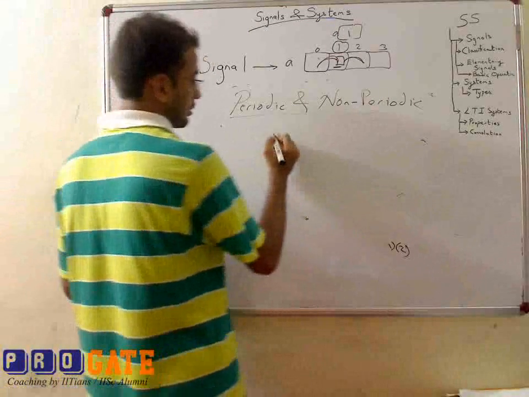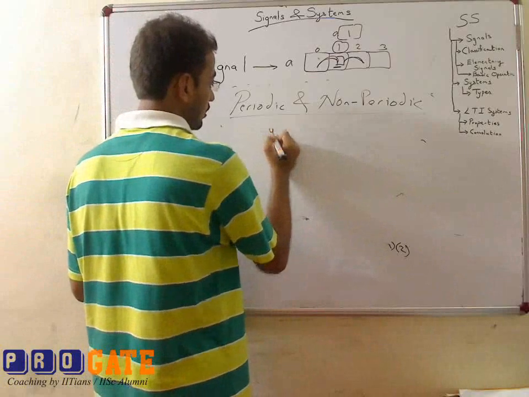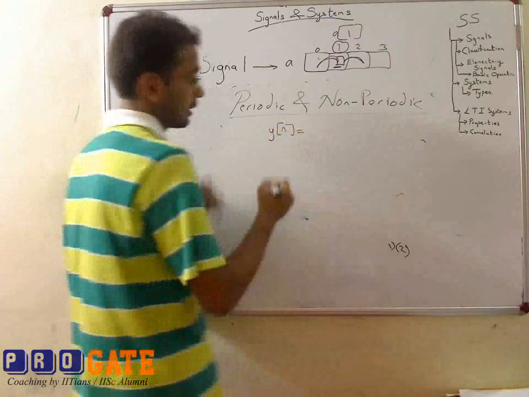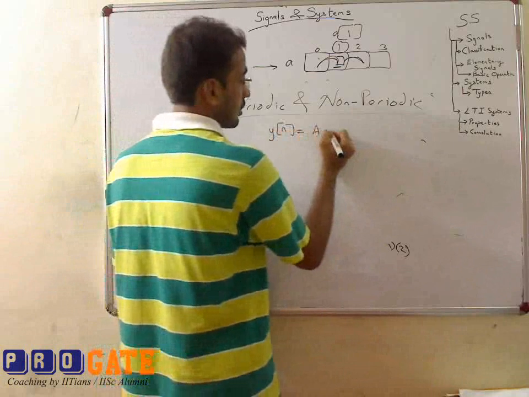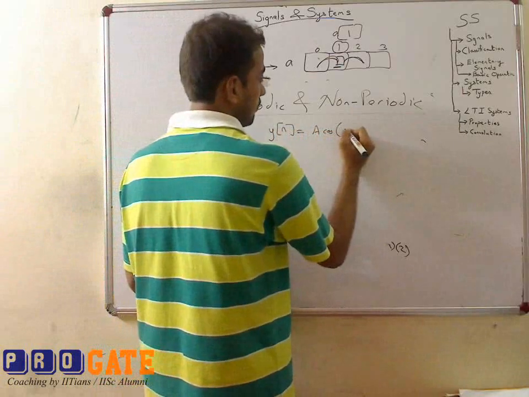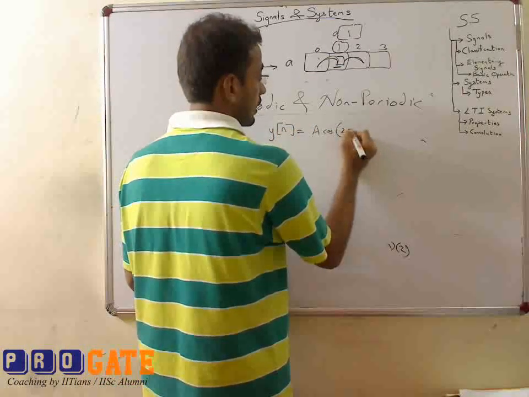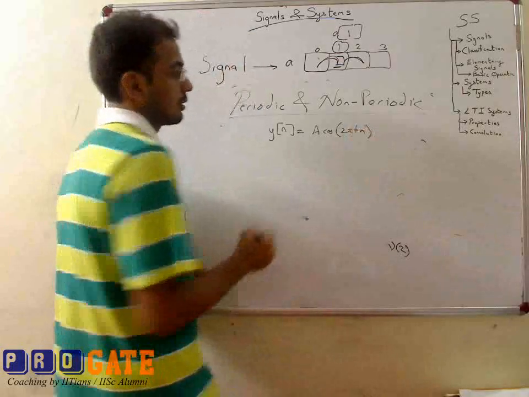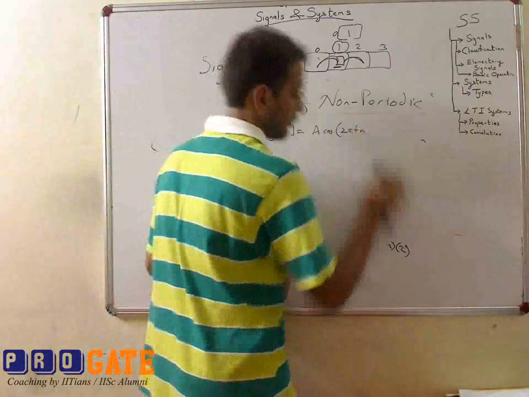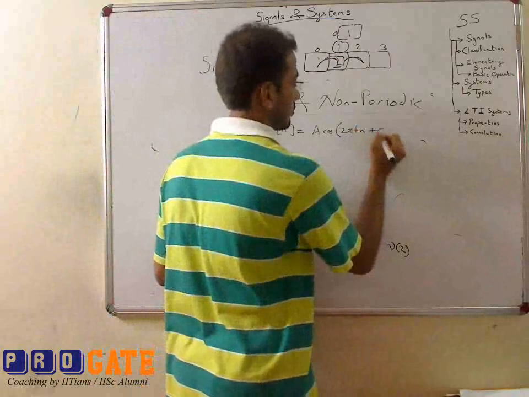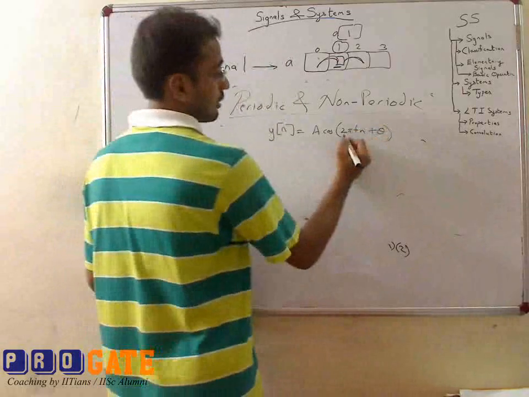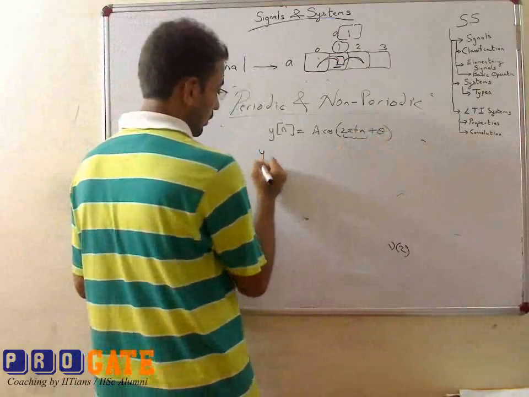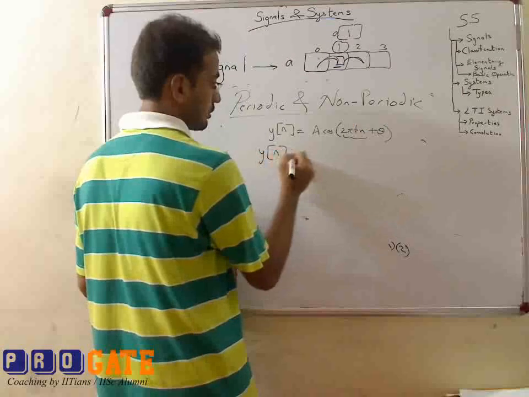Now moving towards, if you take an example in discrete, same thing, y[n]. Now in discrete we'll write a cos of some value, say 2 pi f n, and let's put some phase. So this is my frequency, and there is some phase. Now I want to find out what is the period for this equation.